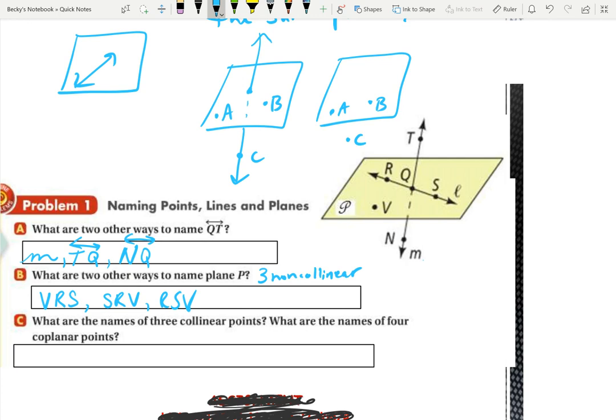If you want to name it a different way, can you use N or T? And I hope you're saying no, because they are not in the plane. Now, I didn't use Q at all. Could I use Q? Of course.